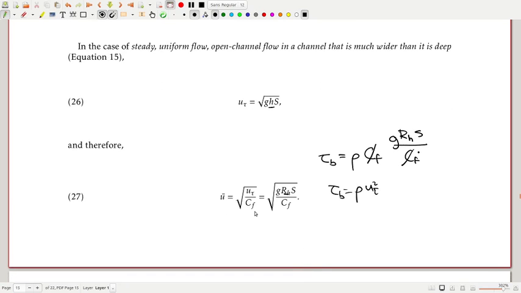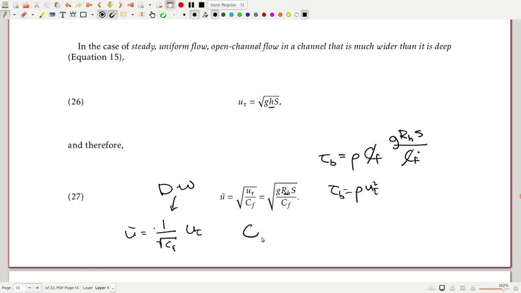So from this then, we can actually see, since we know from this that we have u bar is equal to 1 over the square root of the Darcy-Weisbach friction factor times the square root of g h s, which is u tau. And so this is going to be the Darcy-Weisbach approach.